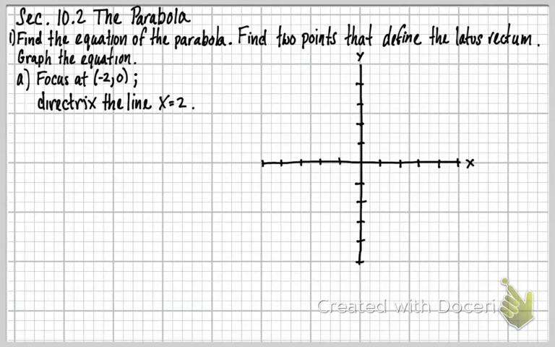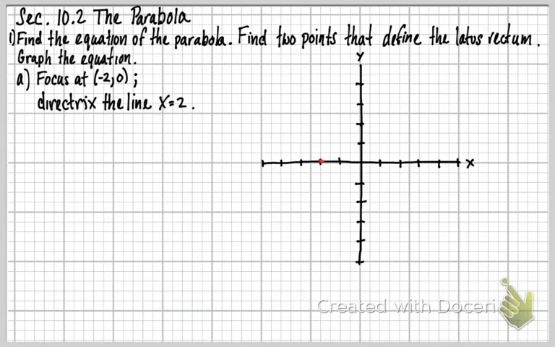So, looking at this problem, it says find the equation of the parabola, find 2 points that define the latus rectum, and graph the equation. So I see the focus is at (-2, 0), and the directrix, the line x equals 2. So I'm just going to graph those first. I know this kind of seems a little backwards to what we're accustomed to, but I'm just going to graph these. So it's going to be here.